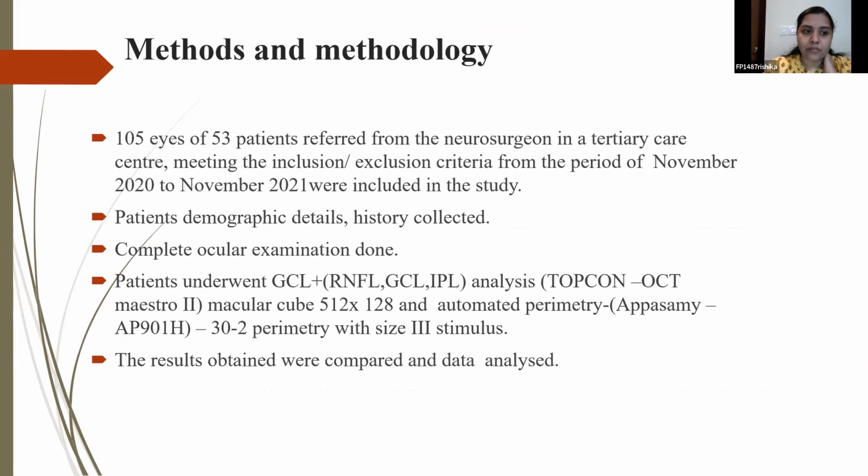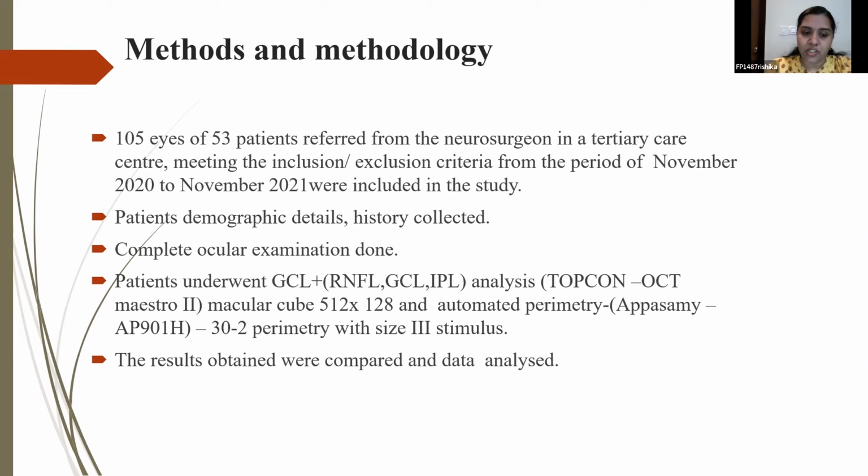We studied a total of 105 eyes of 53 patients, which were referred from the neurosurgeon in a tertiary center, meeting the inclusion and exclusion criteria, for a period of 1 year from November 2020 to November 2021. Patient demographic details and history were collected. A complete ocular examination was done.